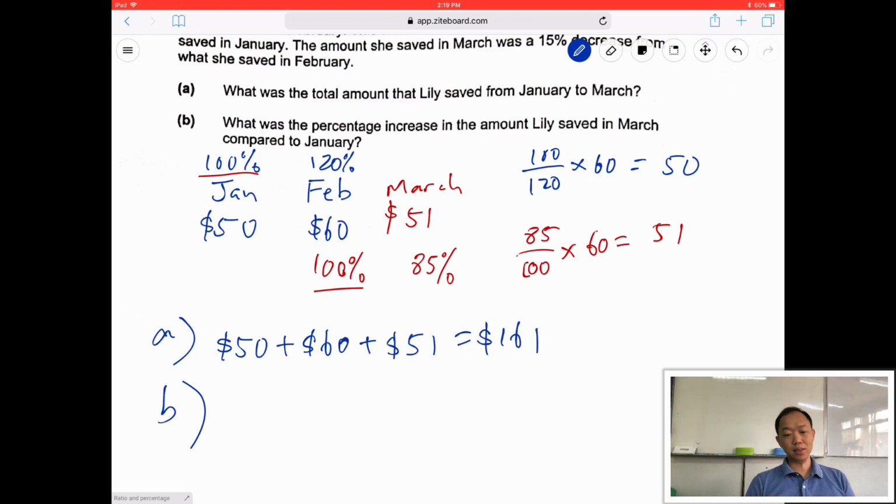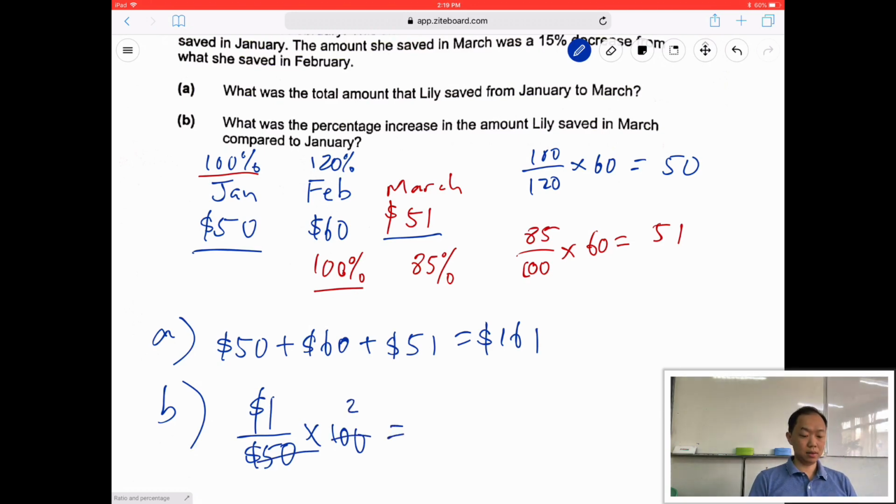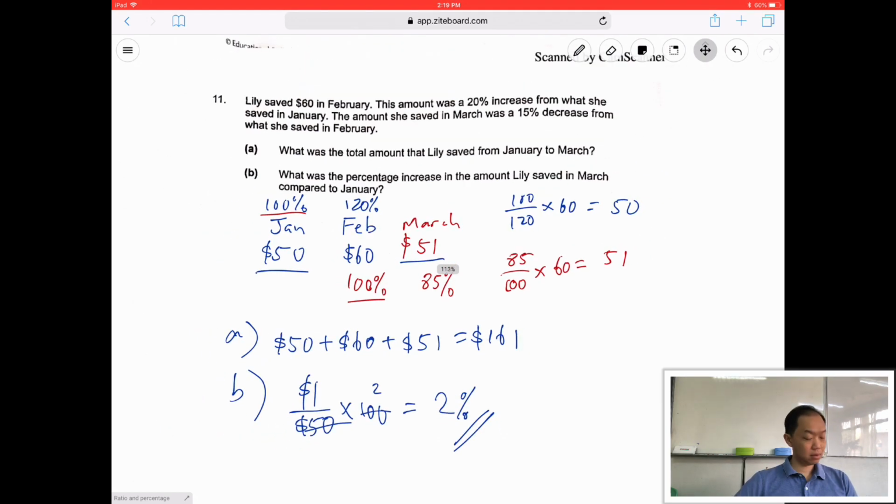What was the percentage increase in the amount Lily saved in March compared to January? Percentage increase. But that's only like $1. So what do you see? There's a $1 difference. Reminds me of Grab Food $1 deal. So 1 out of 50 times 100, so it's 2%. So the difference was 2%. That's it. I guess that's all.